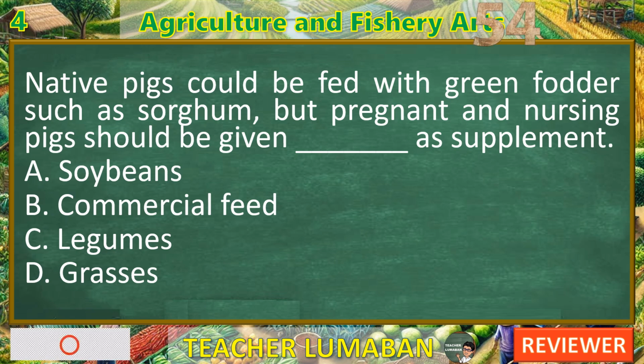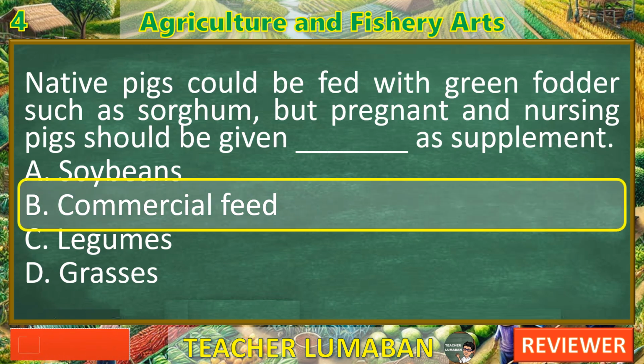5, 4, 3, 2, 1. The correct answer is B. Commercial feed. Here's an explanation of each choice.